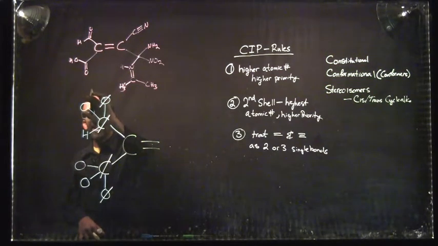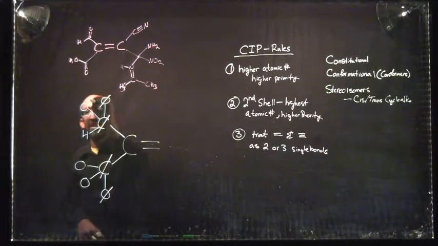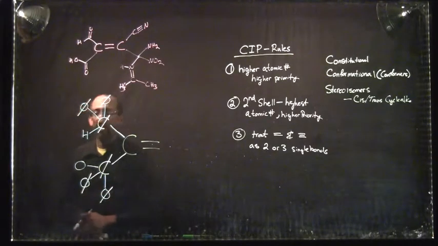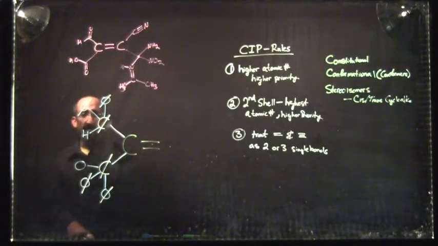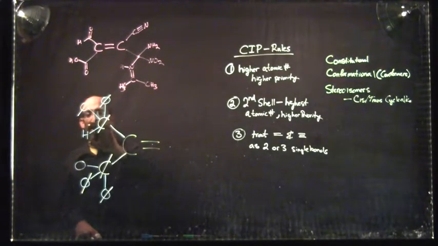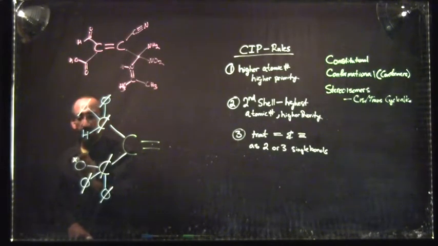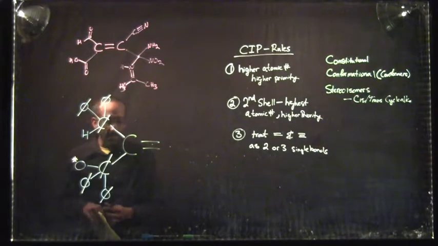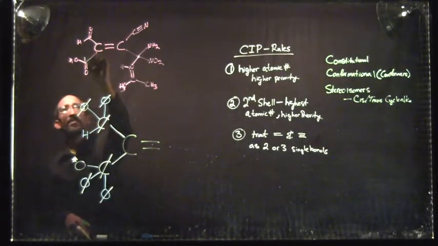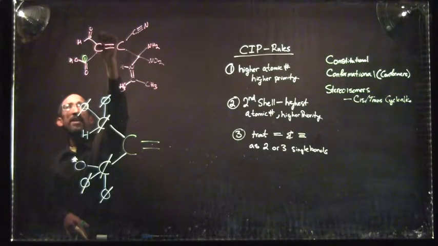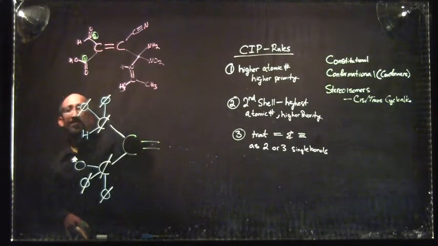Moving on to my next highest, again I have oxygen on my upper carbon and oxygen on my lower carbon. These two would cancel each other out. And then finally, here I now have a hydrogen on my upper carbon, an oxygen on my lower carbon. This oxygen wins, and so I can assign my carboxylic acid priority 1 and my aldehyde priority 2.